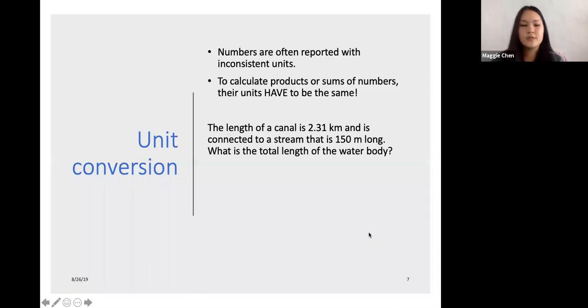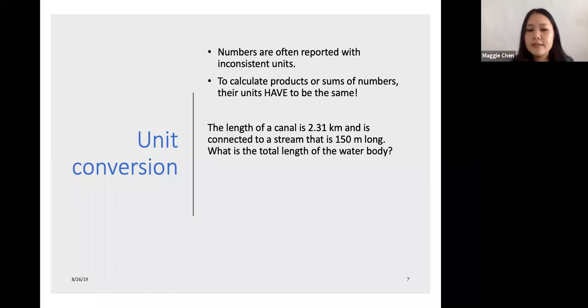So unit conversion, why would we need to convert units? Usually numbers are reported with inconsistent units, and to understand our final answer and to calculate products or sums of numbers, the units have to be the same. So we can't add 12 centimeters to half a mile. What is this context for us?